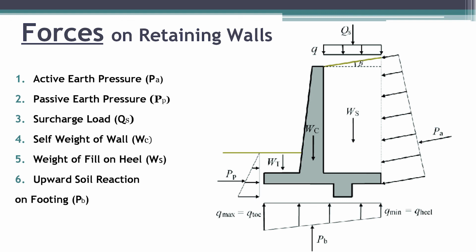Next force is the self weight of the wall, denoted by WC, and fifth force is the weight of the fill or soil on hillside. This is actually the weight of the backfill. Sixth force is the upward soil reaction on the footing. It is due to the bearing capacity of the soil, and bearing capacity is the reaction force against the load acting downward.